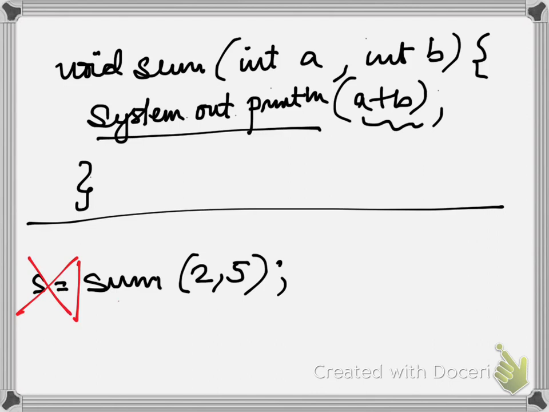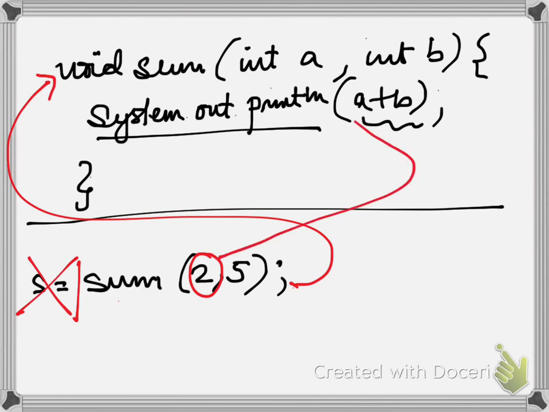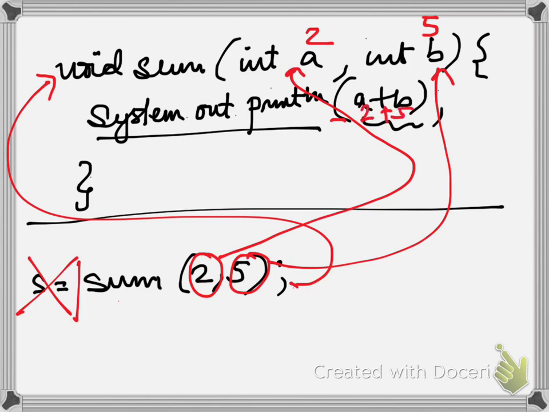So we'll write directly, we are calling this method, and whenever this is called, the control goes here. So the value 2 goes to a, the value 5 goes to b. This gets executed, so System.out.println will print 2 plus 5, that is 7. So 7 would be the output.